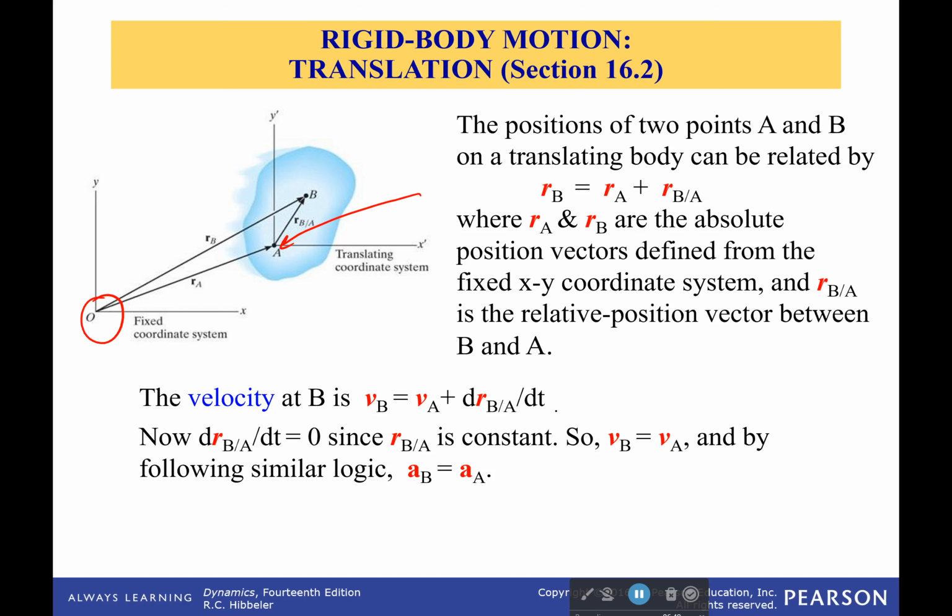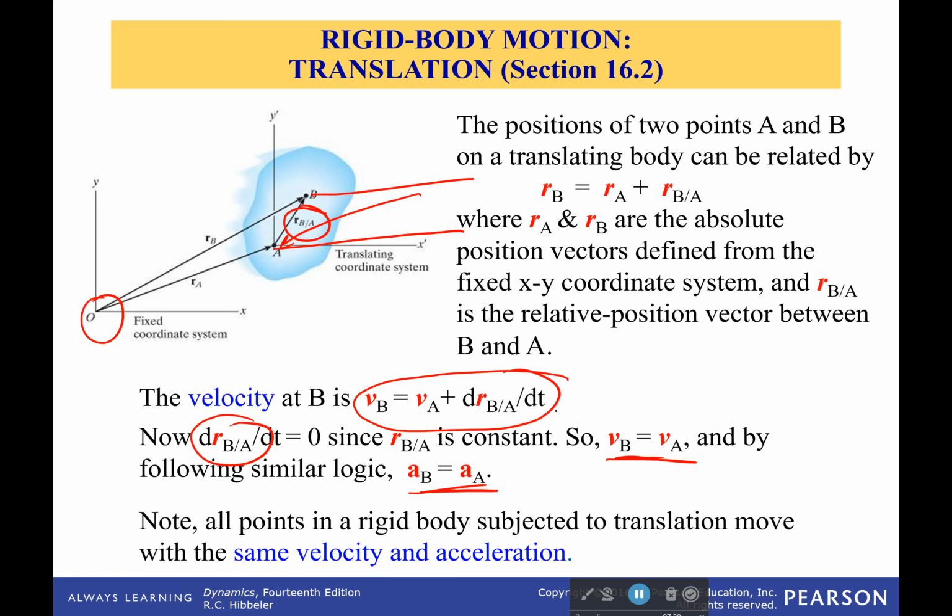Because remember, in just regular translation, not general plane motion, there's no rotation here. So this relative position vector between A and B is constant. Okay, it's constant. So when I look at this equation right here, what I see is that this is going to be 0 because they're not moving with respect to each other. And so the velocity of B and the velocity of A are going to be the same thing. And also the acceleration of B and the acceleration of A will be the same thing, because they're moving along parallel paths at the same rate.